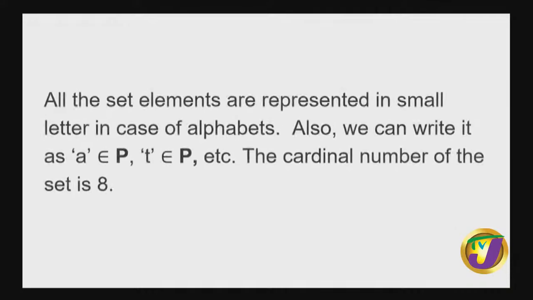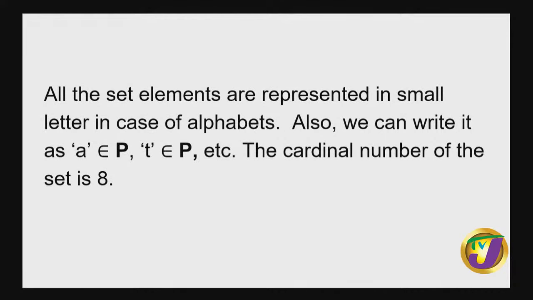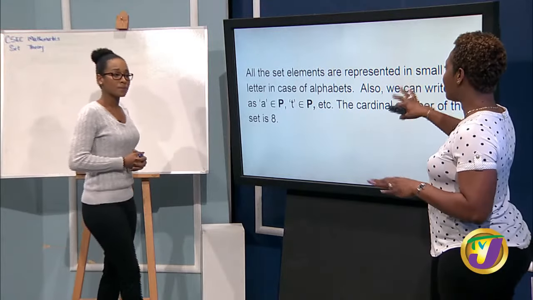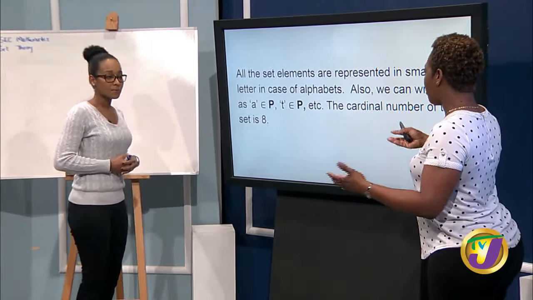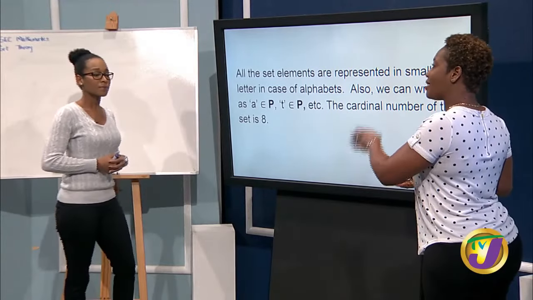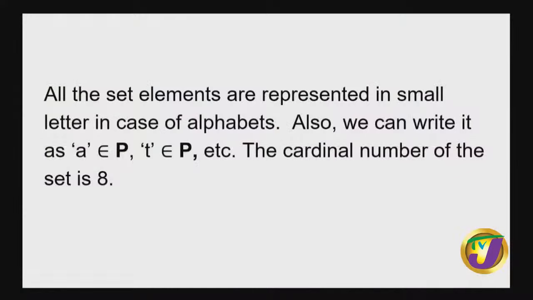So all the set elements are represented in small letters in the case of alphabets, which we looked at earlier when we were listing the elements in set P. Also, we can write it as A is an element of set P, T is an element of set P, etc. We could say M as well is an element of set P. And just to reinforce what you said, the elements are in lowercase. And if you realize, we name the set using a capital letter. So distinguishing it when we're doing set builder notation, the members or the elements are always in lowercase, so you don't make a mix-up with the name of the set.